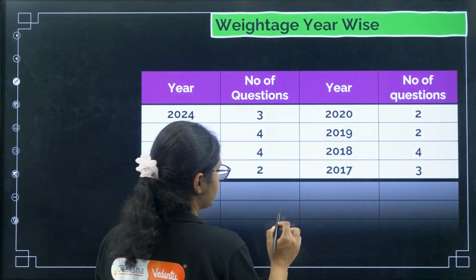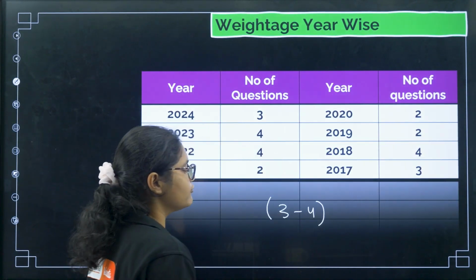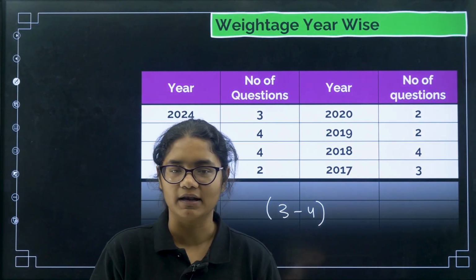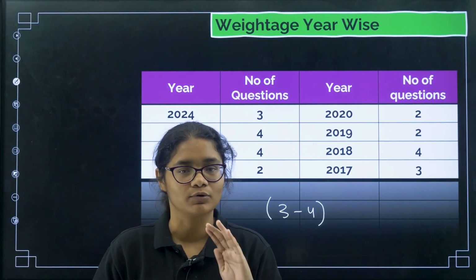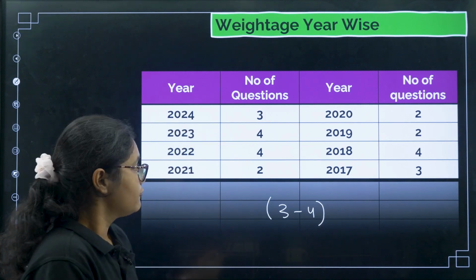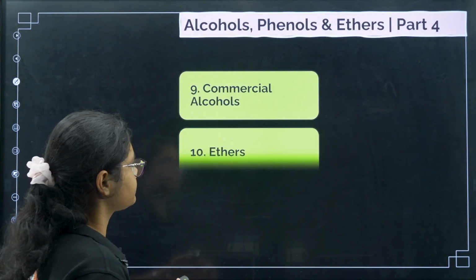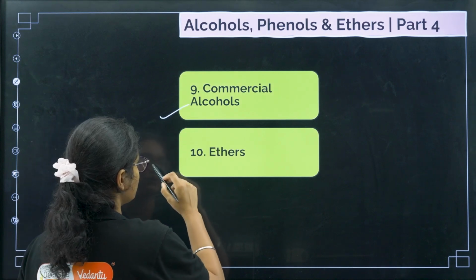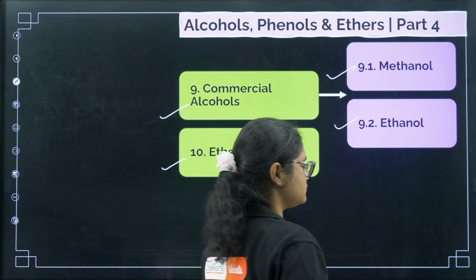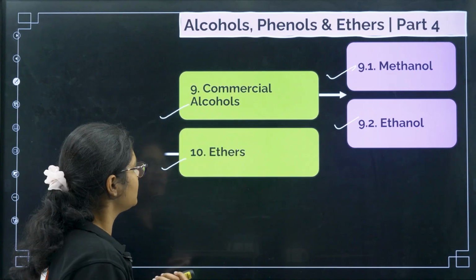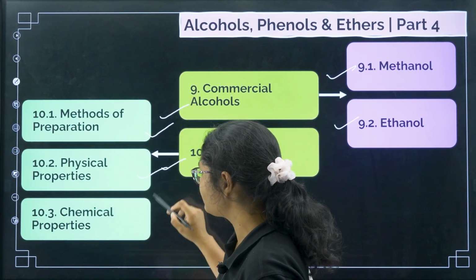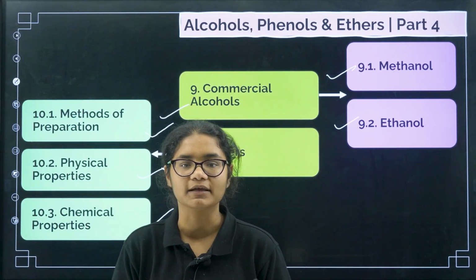Weightage, as I told you many times, this chapter you can easily expect 3 to 4 questions. And organic questions, each chapter is related to one another, so you cannot afford to leave any of these 4 organic chapters. So please prepare all the 4 organic chapters. Next, coming to today's lecture, that is commercial alcohols and ethers. In commercial alcohols we are going to discuss methanol and ethanol, a very brief discussion about them. Then in ethers we are going to discuss their methods of preparation, then the physical properties and the chemical properties or chemical reactions.